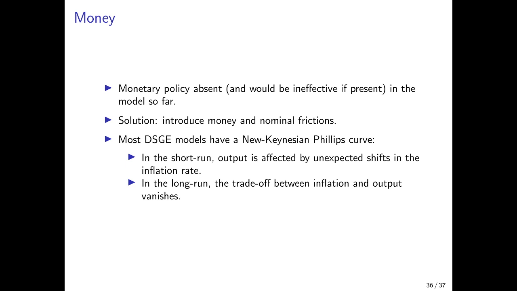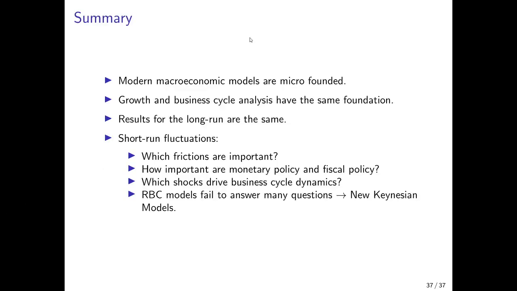policies. Now, most of modern DSGE models that central banks use, basically all of them, have a new Keynesian Phillips curve somewhere where in the short run, output can be affected by unexpected shifts in inflation or in monetary policies, basically. But in the long run, the trade-off of inflation and output vanishes and breaks down, because then in the long run, the economy adjusts to the new equilibrium, and in the long run, money would be neutral in such frameworks.